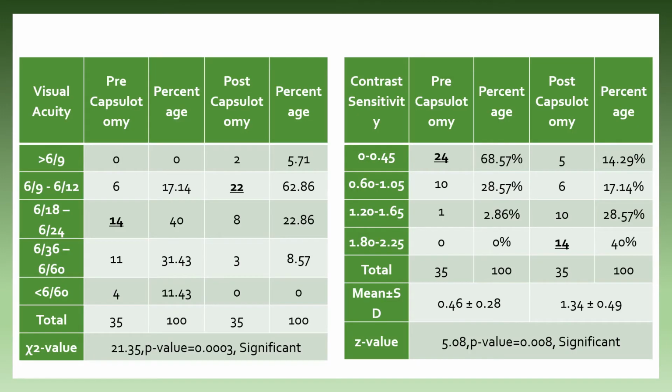Before capsulotomy, maximum patients presented with a visual acuity in the range of 6/18 to 6/24, followed by 31.43% patients in the range of 6/36 to 6/60. And 4 cases with a visual acuity less than 6/60. The visual acuity improved in 62.86% of the cases in the range between 6/9 and 6/12 after NDR capsulotomy. In the second table, before capsulotomy, majority of the patients, that is 68.5%, had a contrast sensitivity between 0 to 0.45 log units, while after capsulotomy, the majority of patients had contrast sensitivity between 1.80 to 2.5 log units.